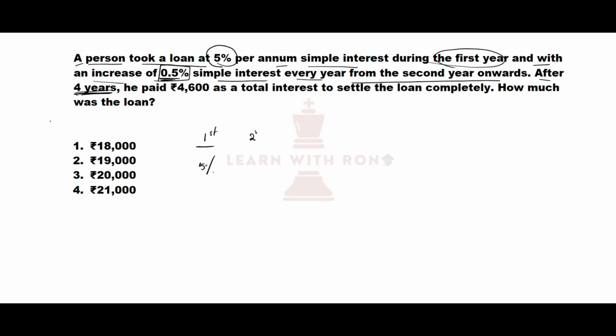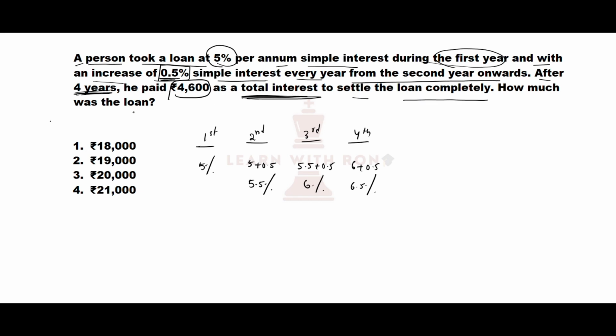It means for the second year, what is the rate of interest? 5 plus 0.5, which is 5.5% is the rate of interest for the second year. For the third year, 5.5 plus 0.5, which is 6% is the rate of interest for the third year. Similarly, the fourth year is 6 plus 0.5, which is 6.5%. So he paid 4,600 rupees as total interest to settle the loan completely. They asked us the loan.